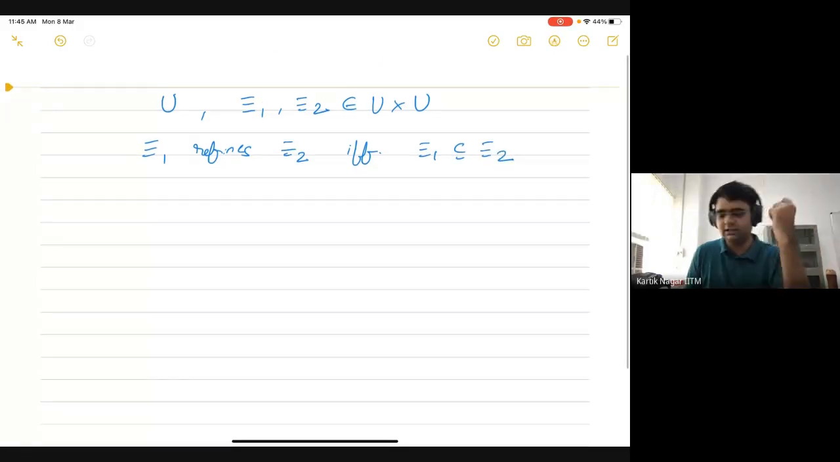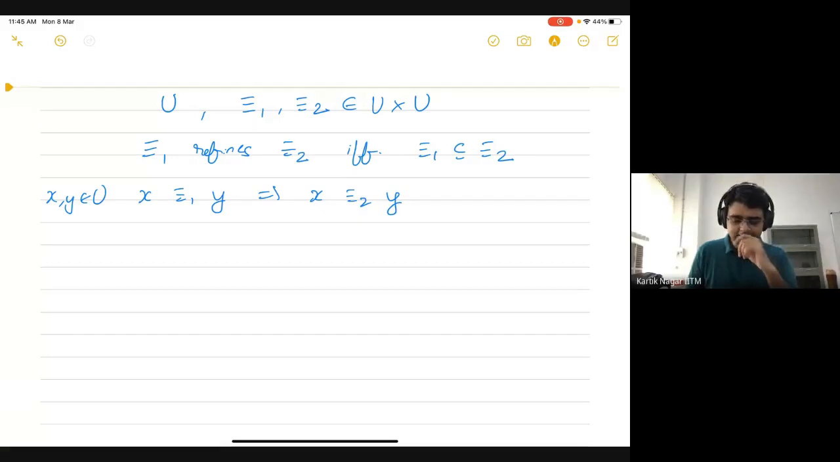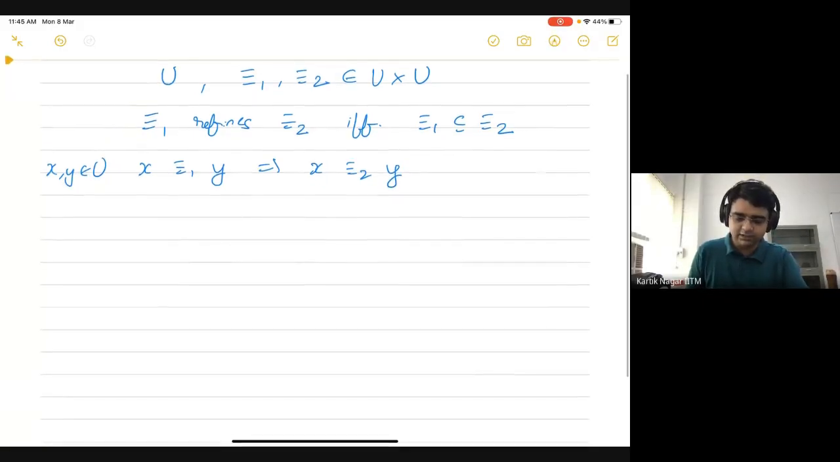Which means that if two elements are related by relation one, then they are also related by relation two. So if X is related to Y for some X and Y belonging to U, then that implies that X and Y are also related by the second relation. Okay. So let's consider a simple example in order to understand this notion of refinement.